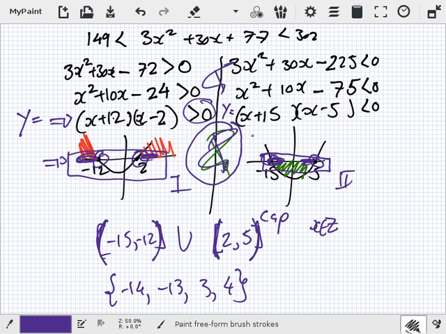Right. That's it, I think we're good. So we did have linear and quadratic, okay.